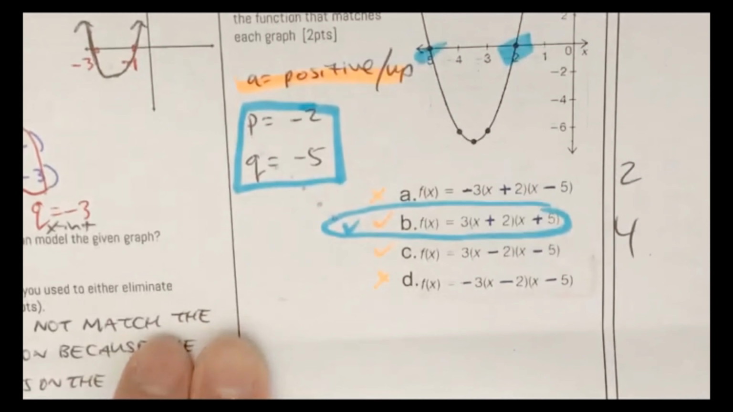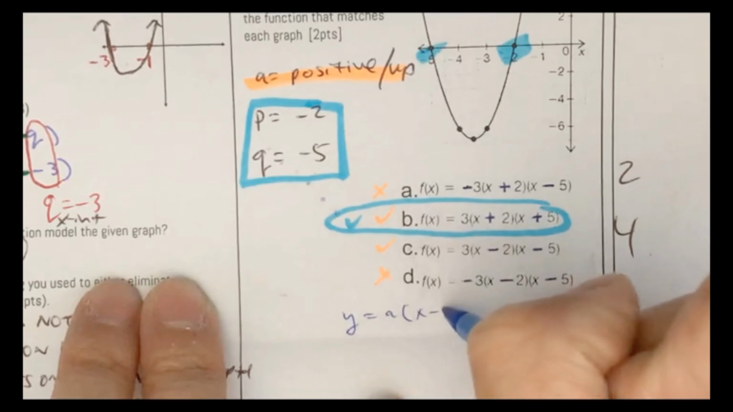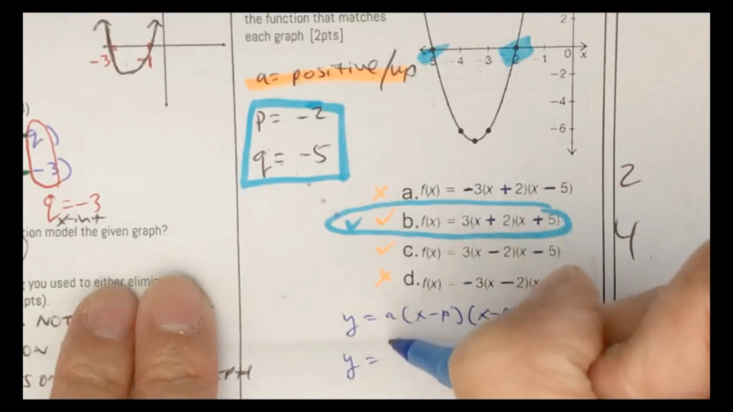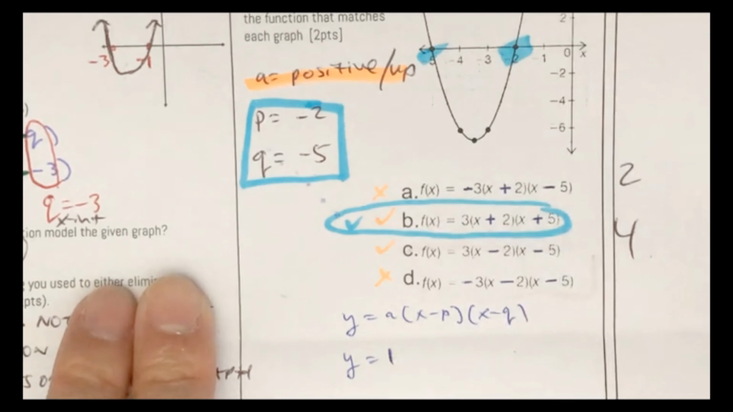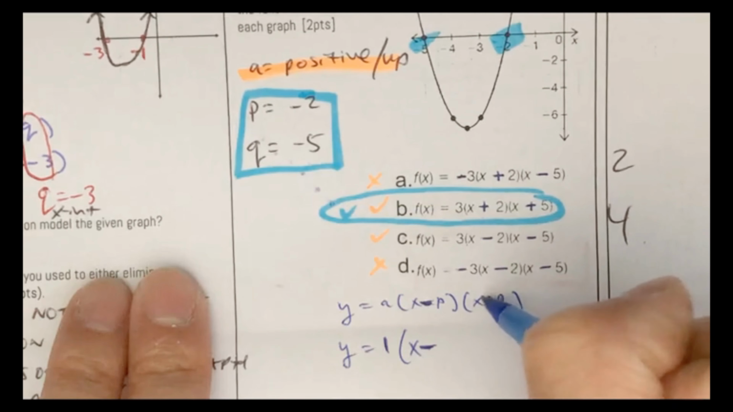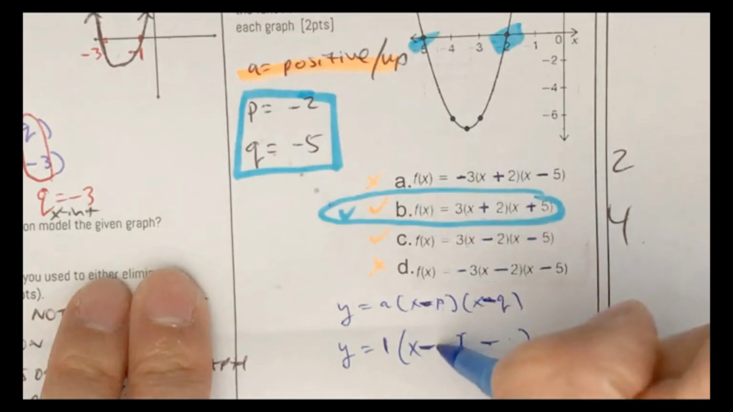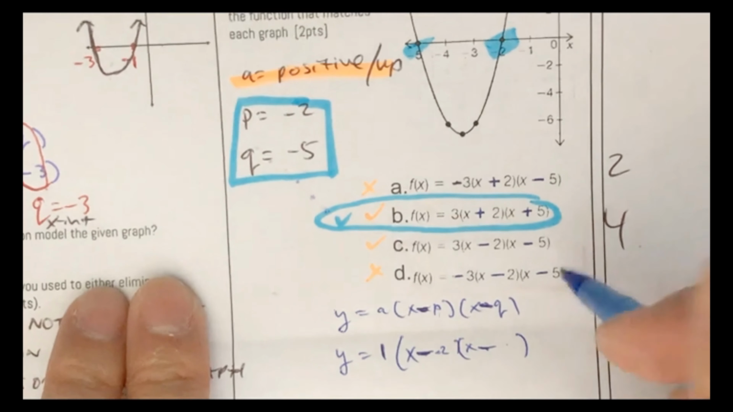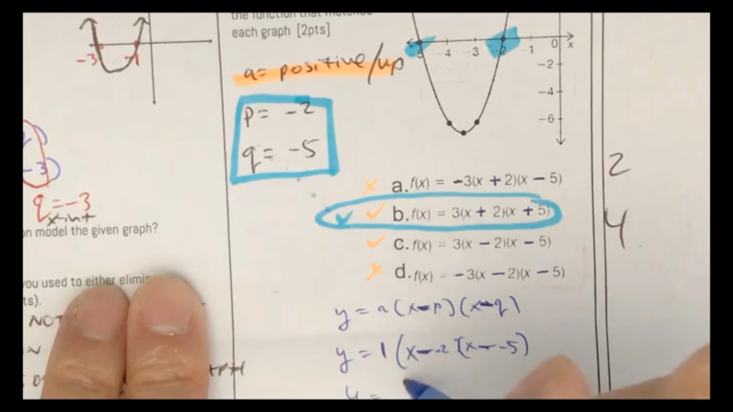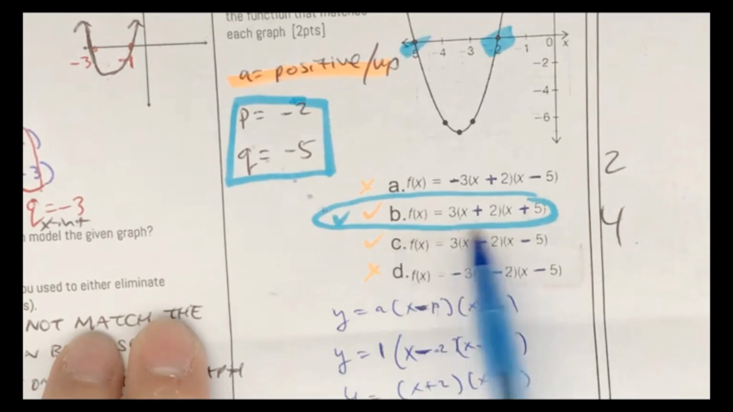And you can also work backwards. Let me show you how to work backwards. They're all in intercept form. Its A value doesn't matter, it could be 1 or 3 because it's positive. My P value is a negative 2. And my Q value is a negative 5. So the opposite of negative 2 would give us an x plus 2 and an x plus 5. So that would again be choice B.